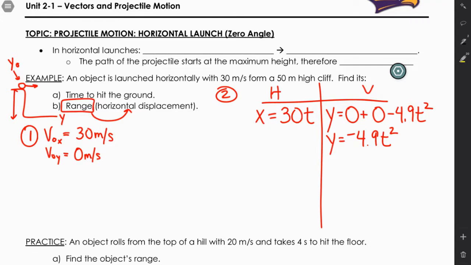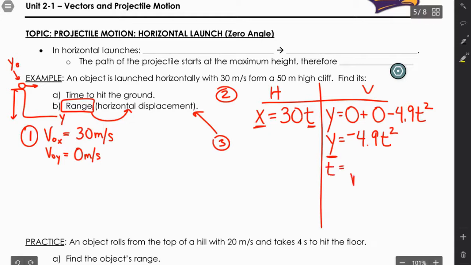All right, so there are our two functions, and now step three is basically to answer our two questions: time to hit the ground and then the range. To find the time to hit the ground, I'm going to use my y, my vertical side, because I don't know enough in the x direction. I don't know this t and I don't know this x. x is my answer to part B, and t is my answer to part A. But in the y direction, I do know y, and I don't know t, so that's what I'm going to solve for.